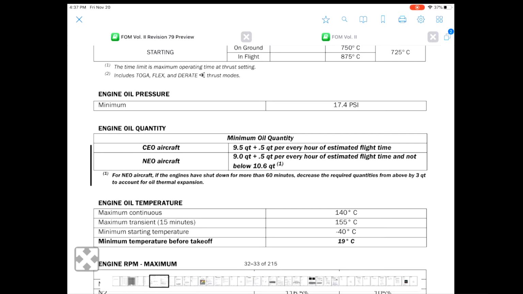Now, the big thing about the note, the way that the NEO engine hangs, it's susceptible to oil expansion and contraction due to warm and cold oil. So in either of our examples, whether in the Salt Lake example where we needed 10.6 quarts or the Seattle example where we needed 12 quarts, we can reduce that quantity by up to 3 quarts to account for oil thermal expansion.